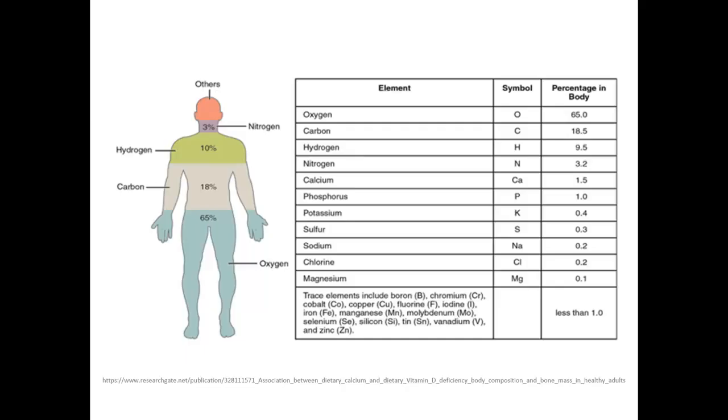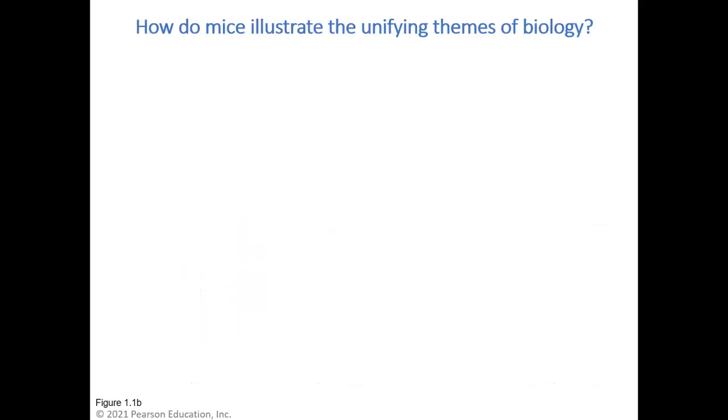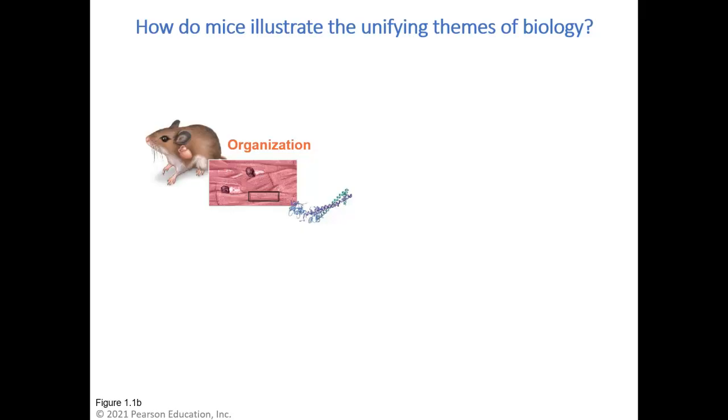No, and that's because we recognize living things based on what they can do, not what they're made of. Let's see what a mouse can do. We'll use it as an example to illustrate each of the unifying themes of biology. First, the body of the mouse is organized. It's made up of elements like oxygen and carbon, but those elements are organized to form molecules. And those molecules organize to form cells. And many cells work together to form tissues, and tissues make organs like the heart.